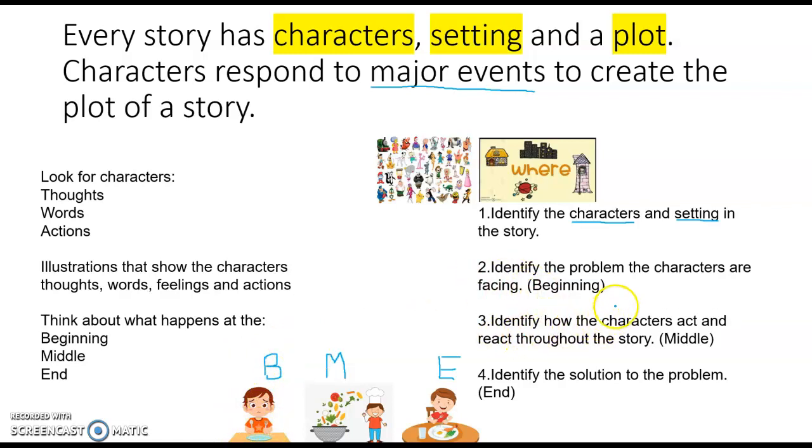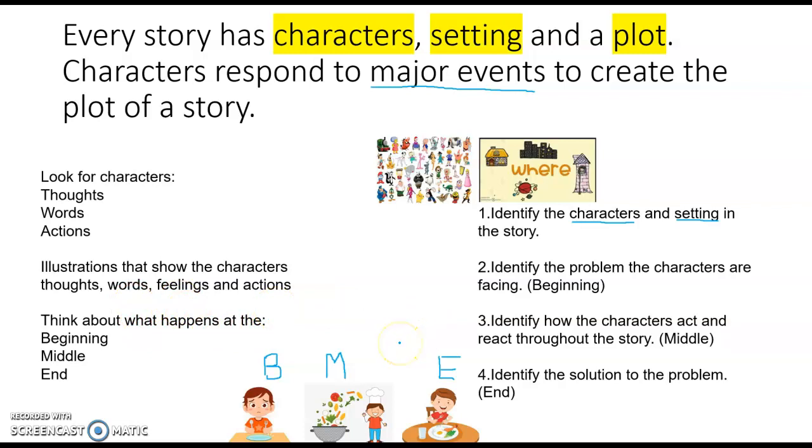Next, we identify how the characters act and react throughout the story. That's normally the middle. At this point, we're going to start looking for the thoughts, the words, and the actions of the characters, because that's how they're responding, through their thoughts, their words, and their actions. We also want to make sure we're taking a look at the illustrations, because that shows the characters' thoughts and words and their feelings and their actions.